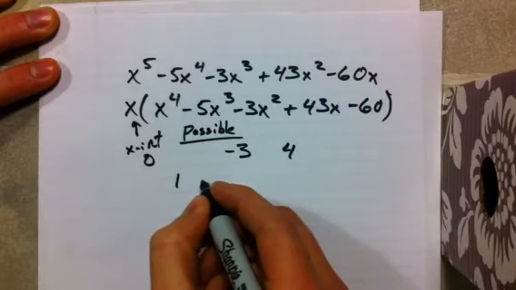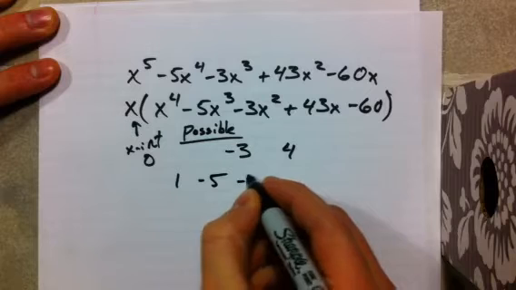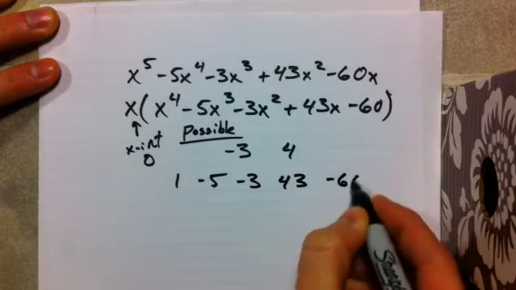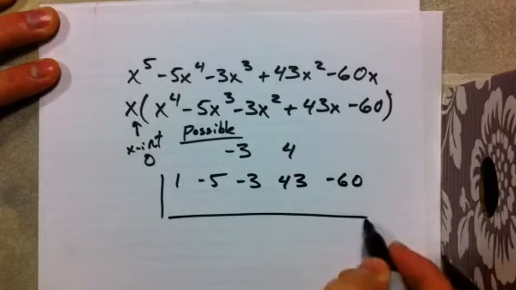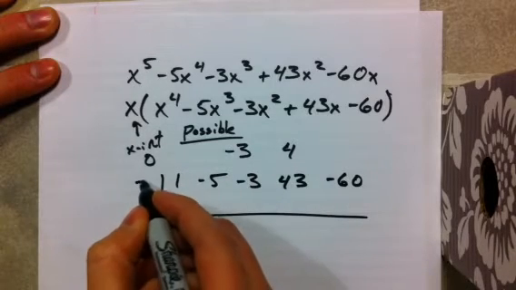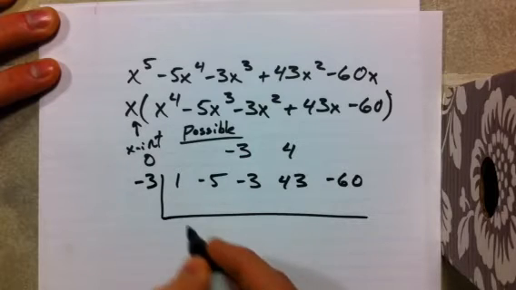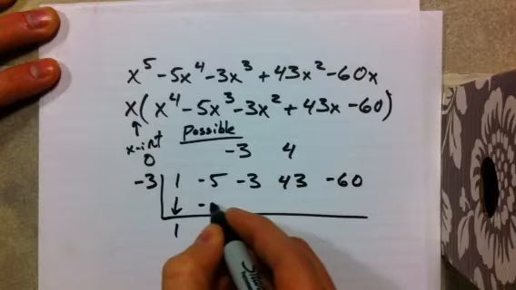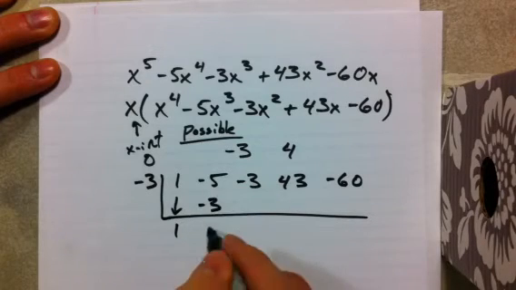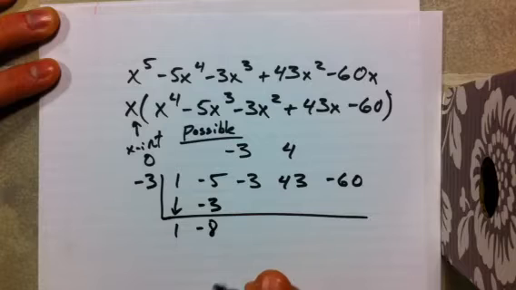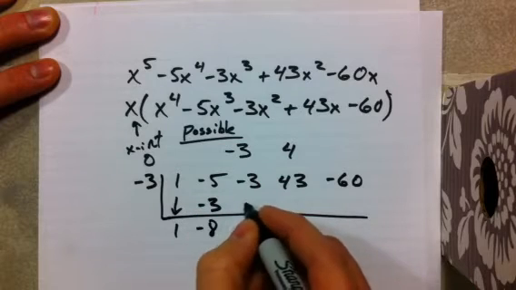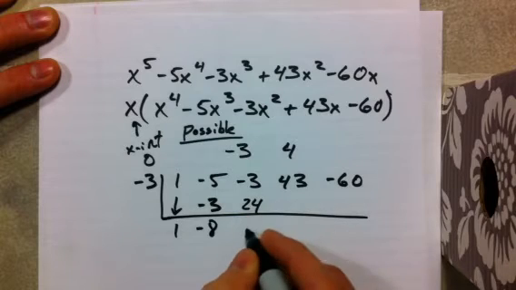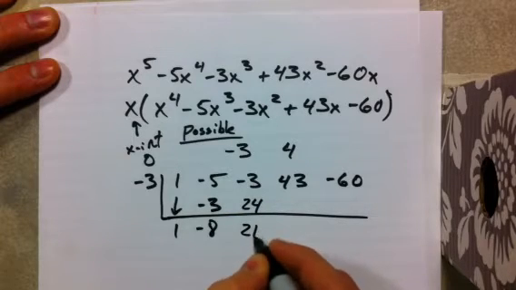We get 1, -5, -3, 43, and -60. And let's divide by our -3 first. Again, you could start with either. We drop down our 1. 1 times -3 is -3. Add them together, we get -8. Multiply again, and that's a positive 24. Then 24 minus 3, or if we add them together, we get 21.